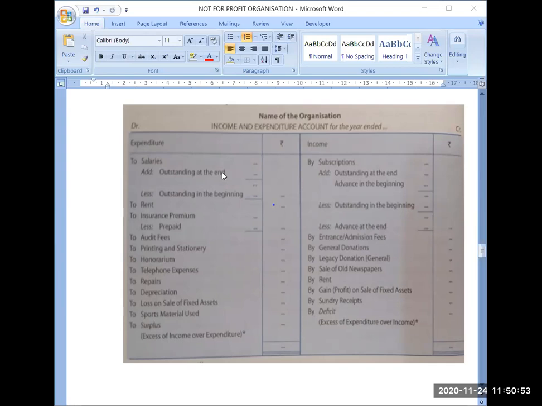Then to rent, to insurance premium, to audit fees. These all expenses last year you have written in your profit and loss account also. Audit fees, honorarium, telephone expenses. So whatever the expenses you have done of revenue nature, that you will be writing in your income and expenditure account.